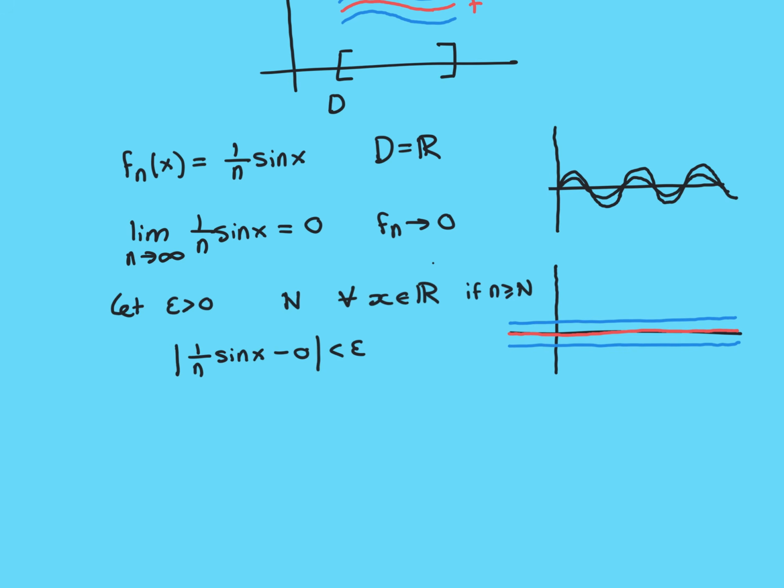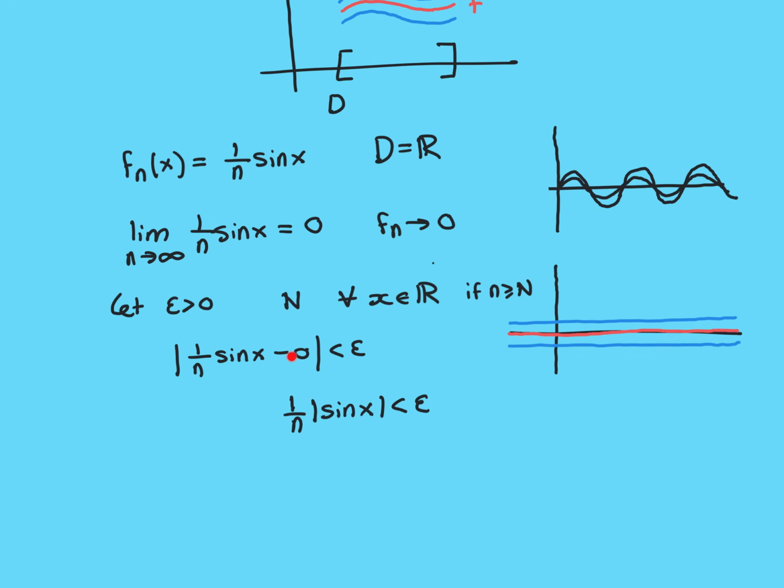Writing this out formally, I need to take any epsilon greater than 0, so let epsilon be greater than 0. What I need to do is find a big N such that for all x an element of the real line, if little n is greater than or equal to big N, then if you look at the modulus of the function fn of x, which is 1 over n sine of x, and you take away the value of the limit, which is 0 everywhere, then that is less than epsilon.